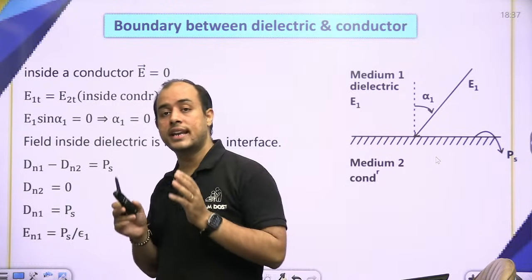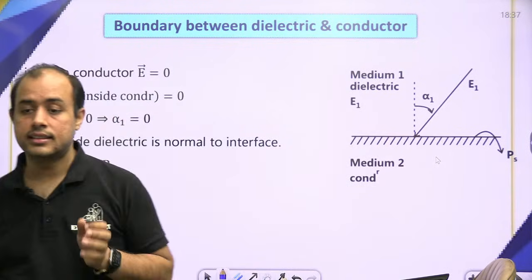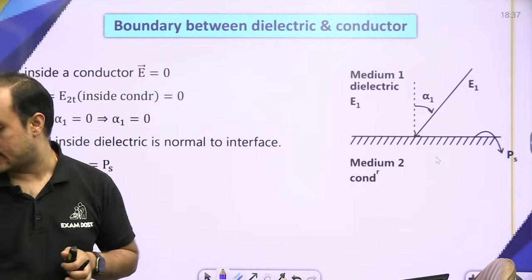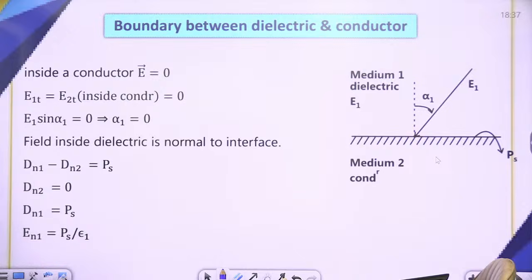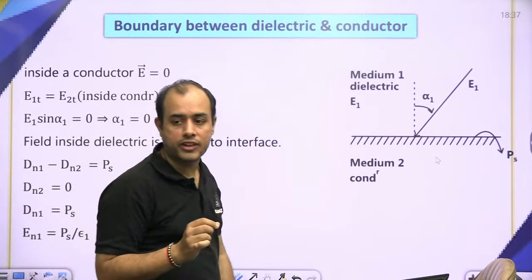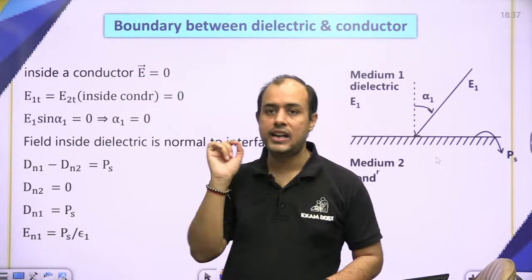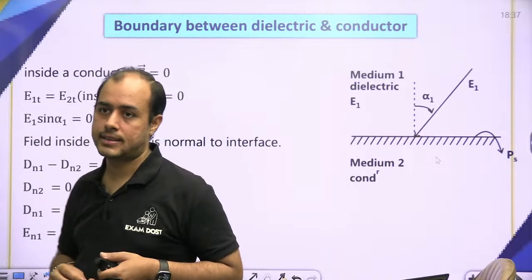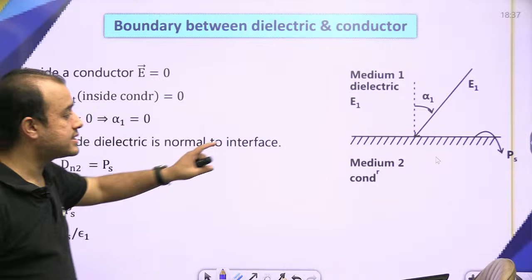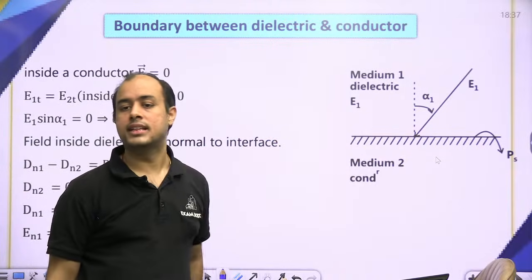So whenever you connect a dielectric with a conductor, electric field is always perpendicular. अगर आप एक dielectric और conductor को जोड़ते हैं बेटा, तो electric field हमेशा कैसी बनती है? Electric field is always perpendicular. That is the reason why when we place a dielectric between the plates of a capacitor, the electric field is perpendicular to the plates. And then Dn1 minus Dn2 is rho s. Rho s is the charge stored by the conductor on the surface.